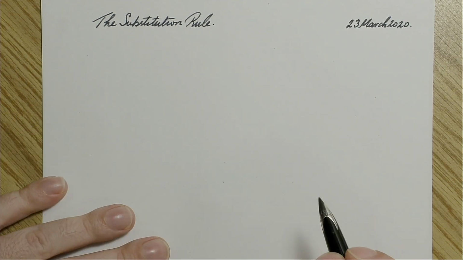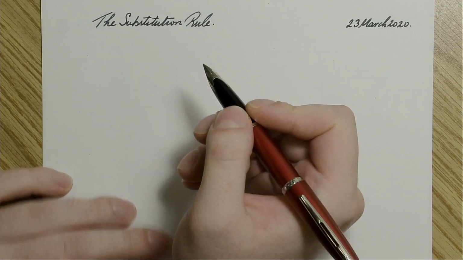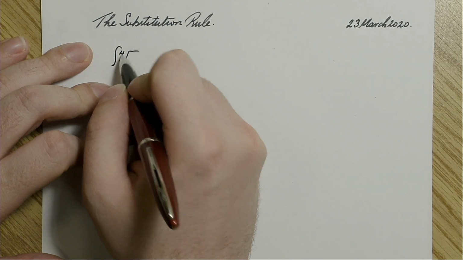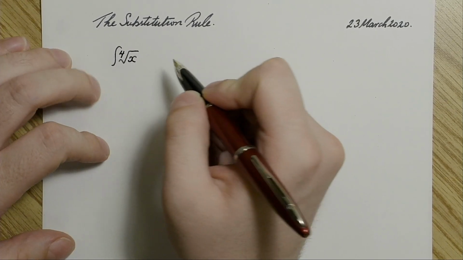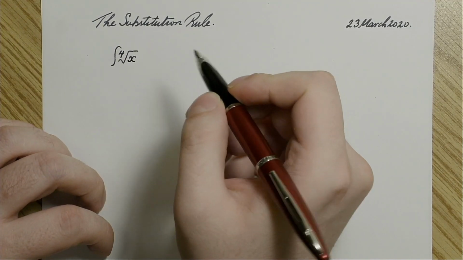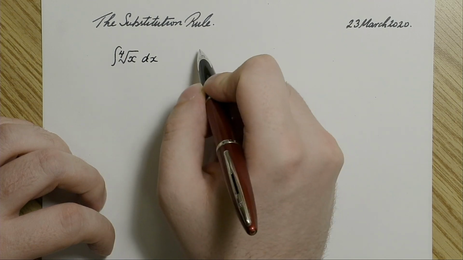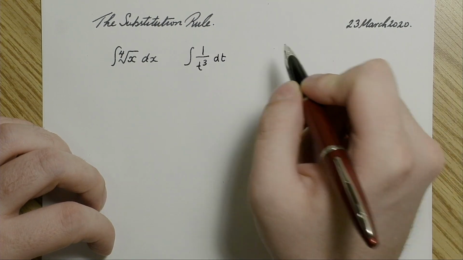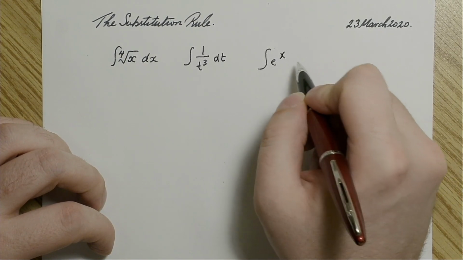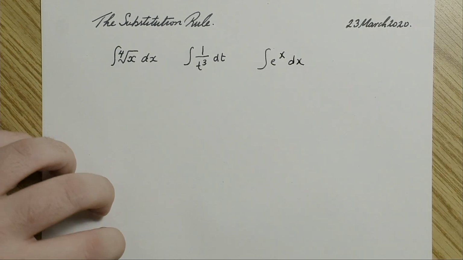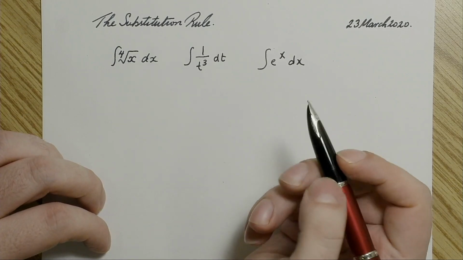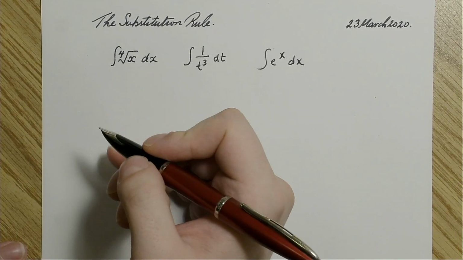Okay, so in the last two lectures, we learned how to handle integrals like this. We did something like the fourth root of x dx. We did something like we could integrate 1 over t cubed dt. And we could also integrate something like e to the x dx. But we can't use these same techniques on something more complicated.